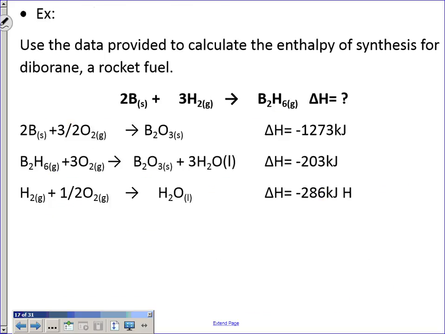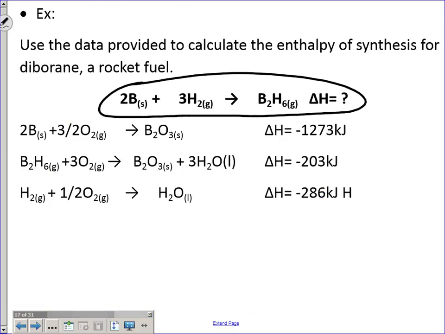Let me go here. You guys do this one? Here's your target equation. Target equation. Yes, it's all you. Target equation. And this is on your sheet of paper as well, I think.